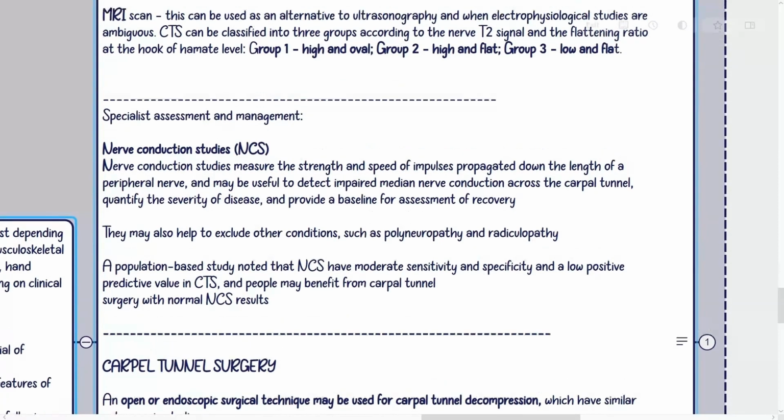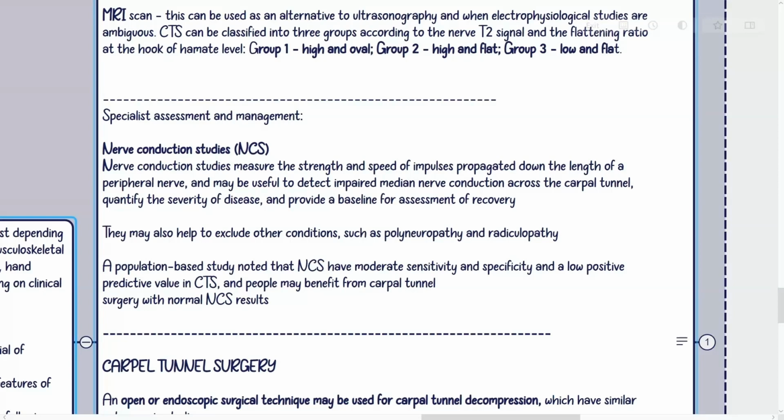Specialist assessment and management. Nerve conduction studies, NCS. Nerve conduction studies measure the strength and speed of impulses propagated down the length of a peripheral nerve and may be useful to detect impaired median nerve conduction across the carpal tunnel, quantify the severity of disease, and provide a baseline for assessment of recovery.